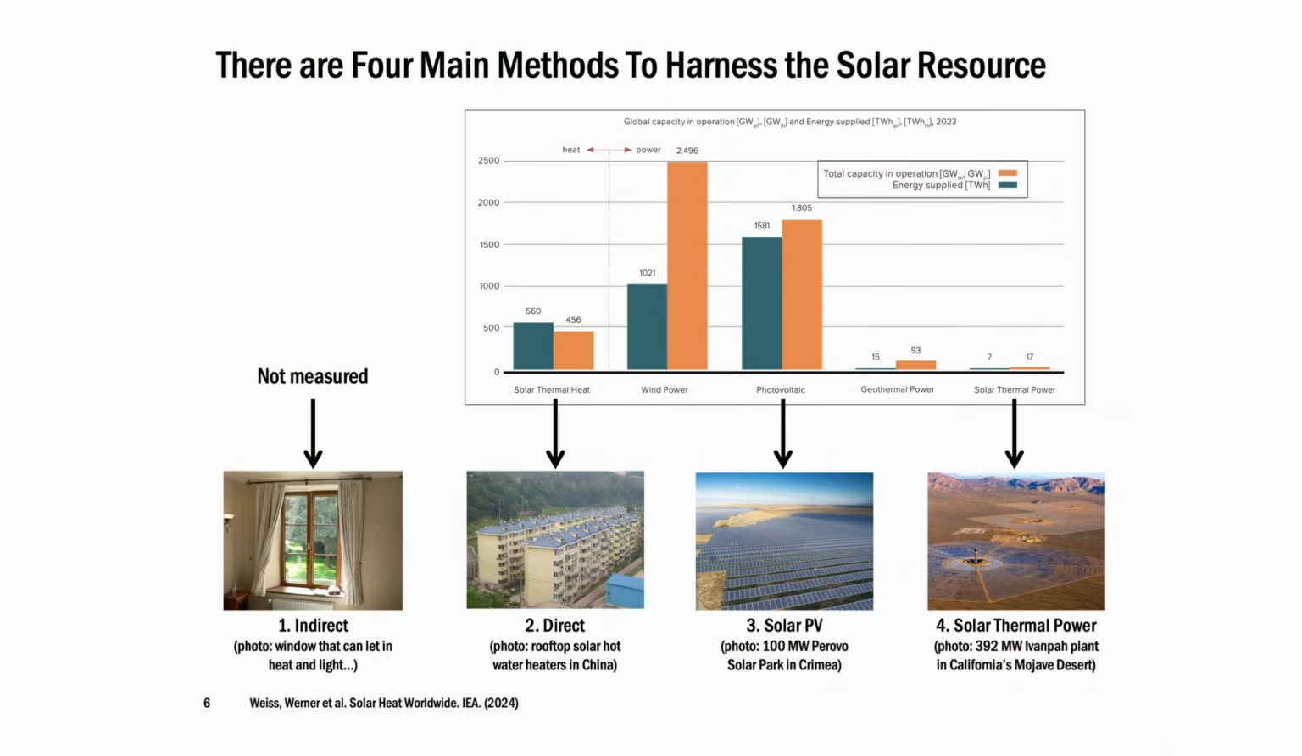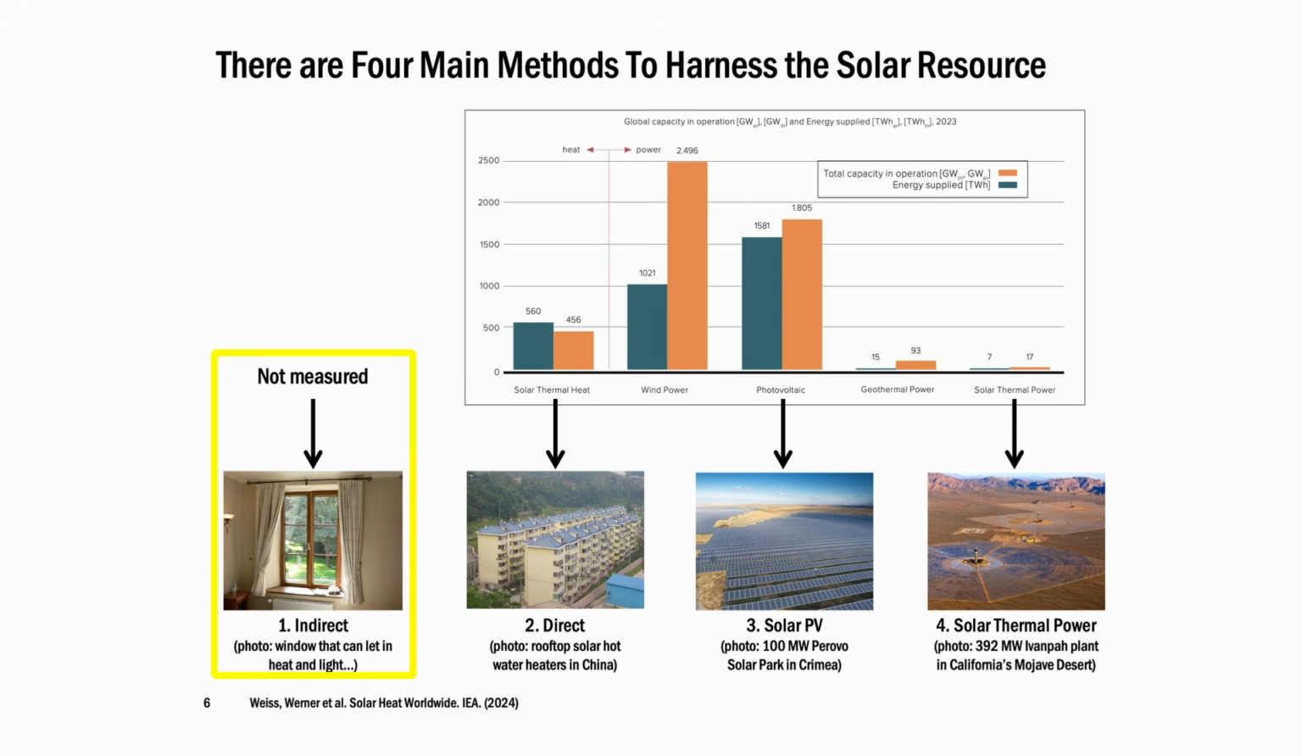I want to do a recap from your assigned videos. There are really 4 different types of ways that we harness the solar resource. The first is indirect use of solar heat and light. It's the simplest and the cheapest method, and it's one that we don't measure, right?